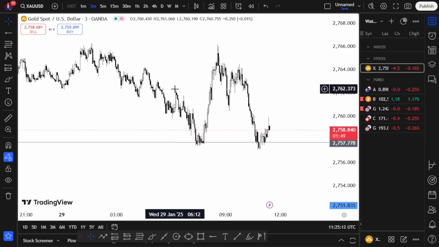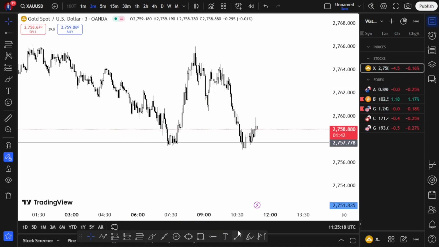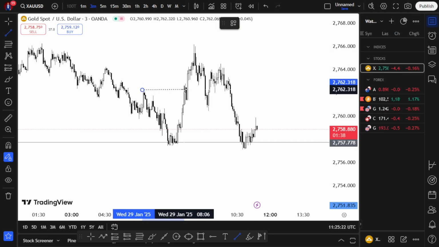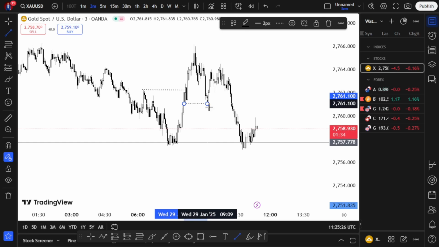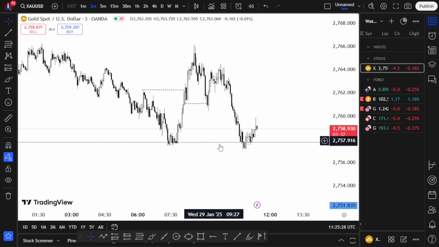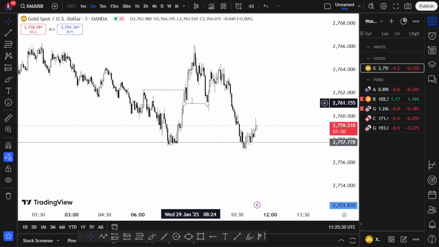Right here we have a market structure shift on the 3 minutes time frame. So what is supposed to happen? It is supposed to come, and then it's not supposed to even reach here, because this was an imbalance that has been filled.